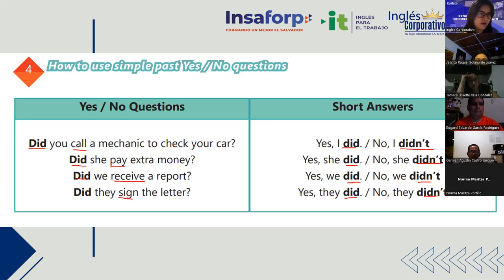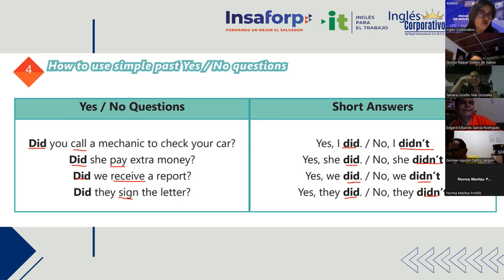No questions on how to make questions? The structure is basic, right? And easy, but you tell me if you have any questions here. Sure. This is a yes, no question. That means that the answer will always be yes or no, right?